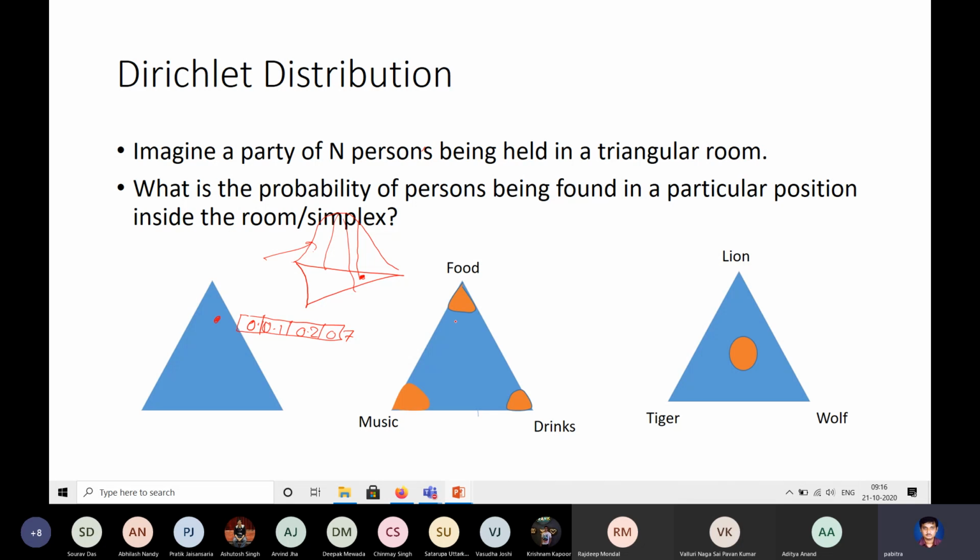And if, which luckily we will not do, we'll stick with this food, music, drinks case. Suppose you have a lion, tiger, and a wolf in the three corners, all the people would be huddled in the middle. So this is another possible Dirichlet distribution. We'll see that just by changing some parameters of the Dirichlet distribution, we can achieve these two shapes. But we'll stick with the first shape because it is closer to a sparse distribution. It favors sparse multinomials.